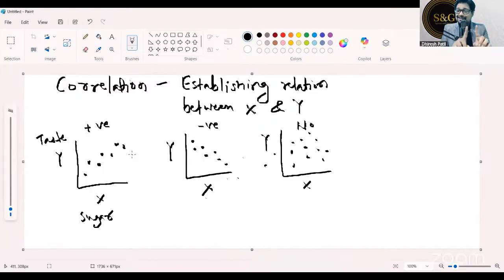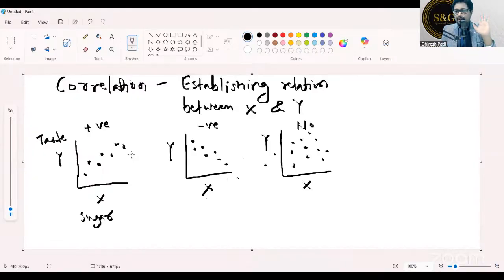Clear? Another example: the amount of time spent on study and the percentage marks or score in the examination. The examination score is the output and the study time is the input. So the more the study time, the more will be the marks. It is called a positive relationship. Clear, everybody? Yes, very simple. Positive. This is going up, this is going up.